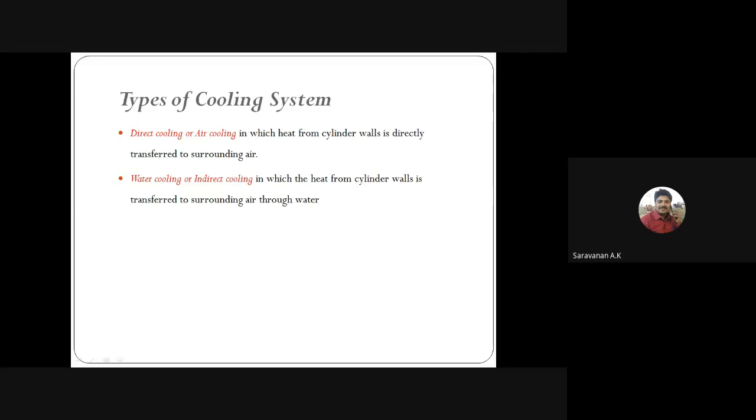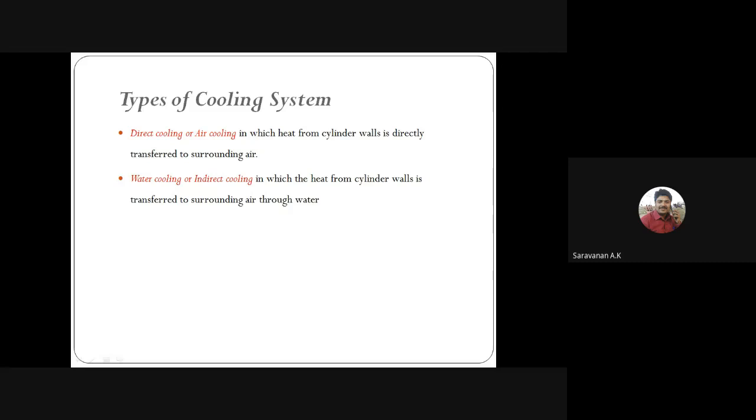For direct cooling, the heat generated from the engine cylinders, from the cylinder valves, is directly transferred to the surrounding air. That type of cooling system is called the direct cooling system or air cooling system.